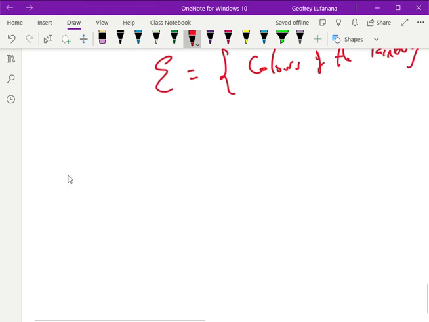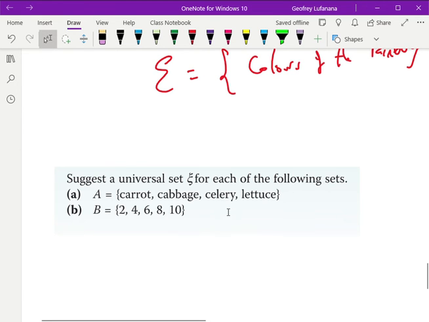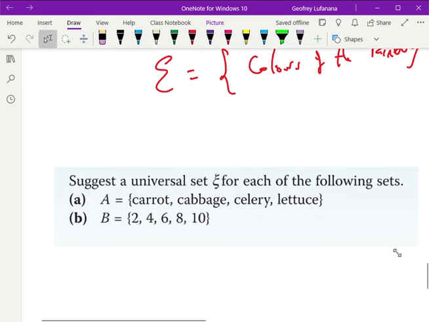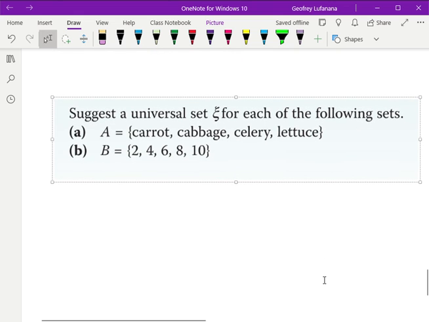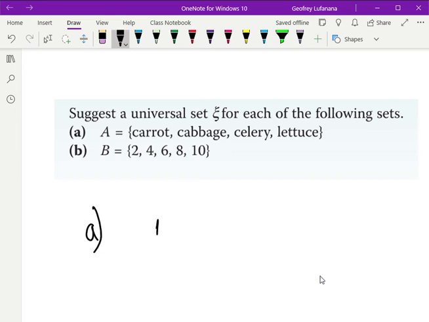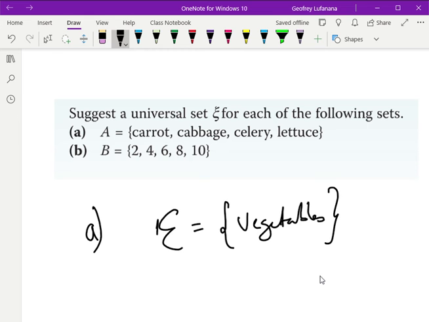Let's use this example. There's a question here that requires us to suggest a universal set for each of the following sets. So A has members carrot, cabbage, celery, lettuce. So in this case, the universal set could be vegetables, because all those belong to vegetables.